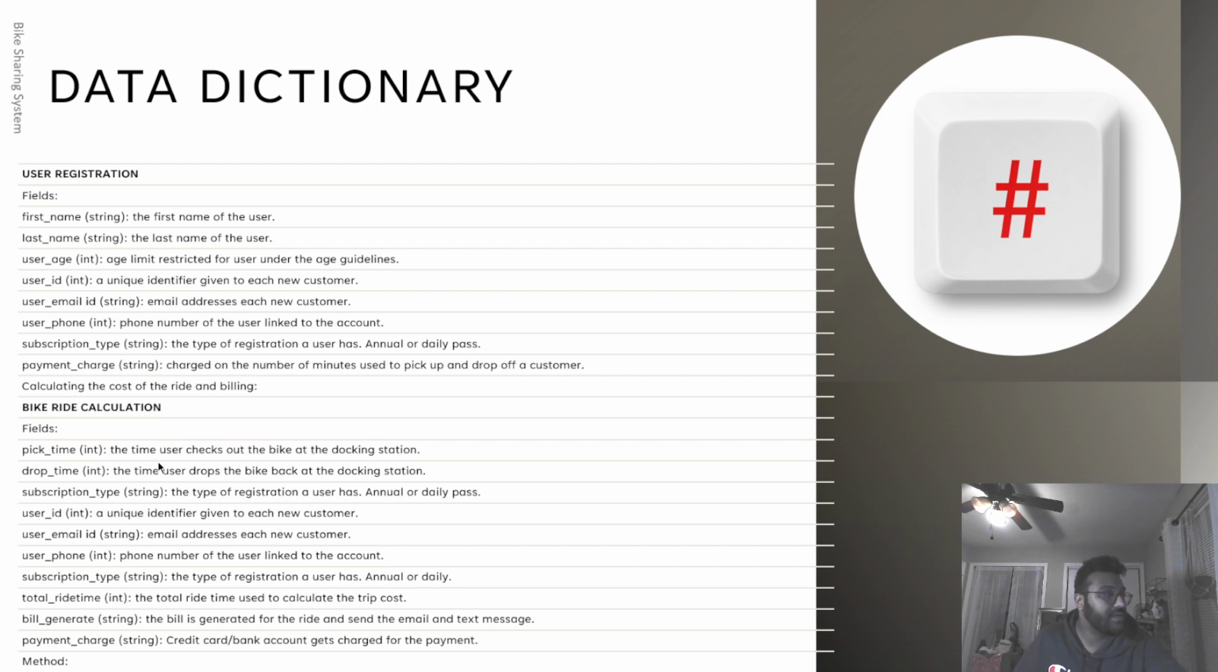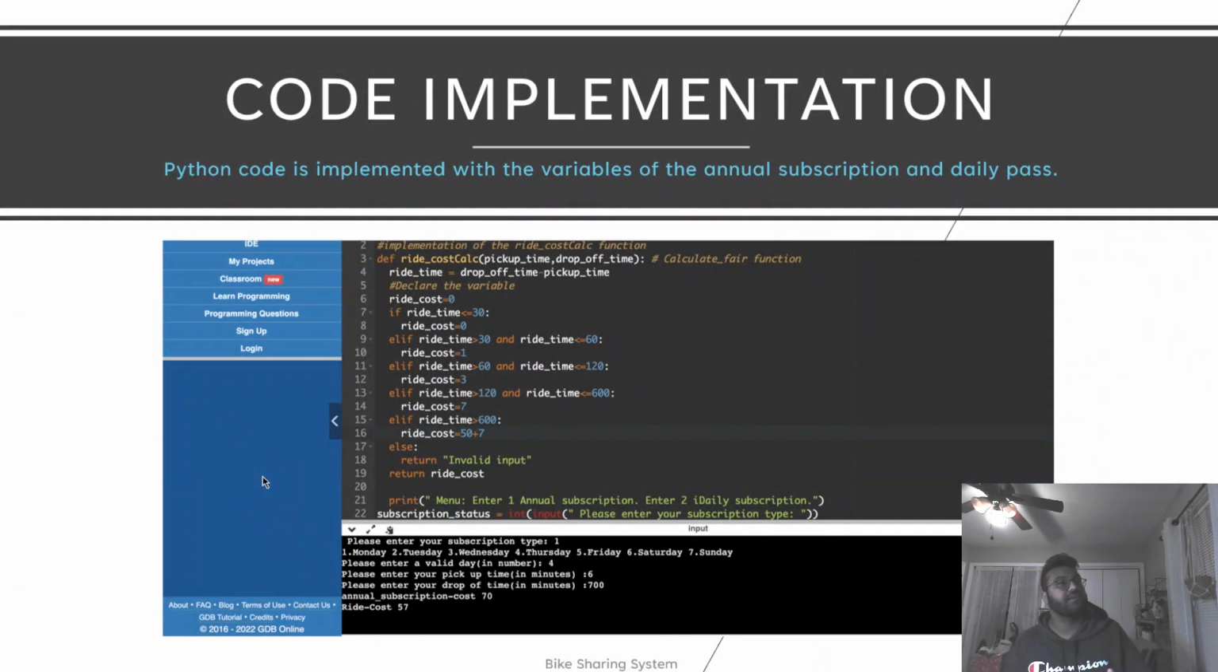So next we look at the Python code, and I'll try and explain how it works. If you look at the code implementation, this is the Python code that's written based on the variables of an annual subscription and a daily pass that was provided to us at the start of the case. If you look down here in the black box, we can see what kind of subscription type it is.